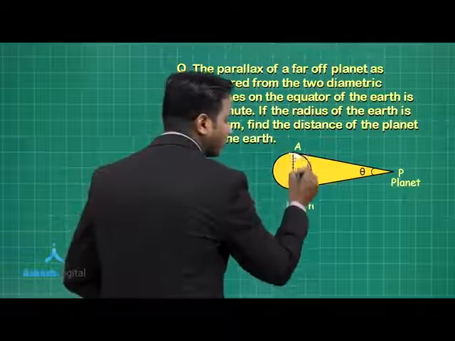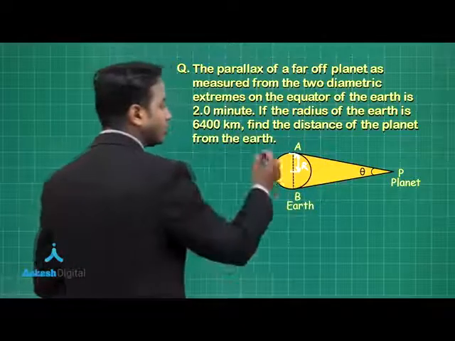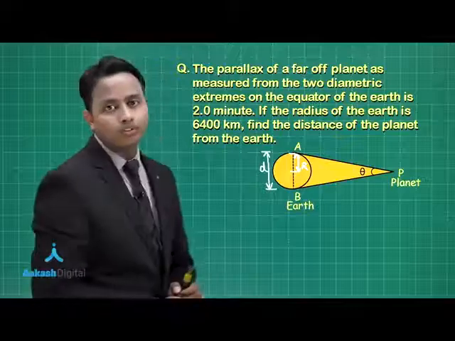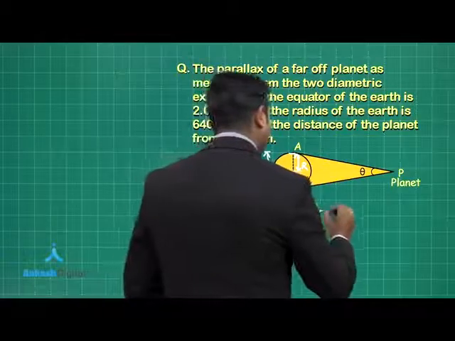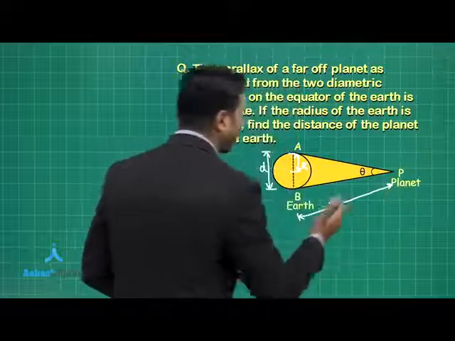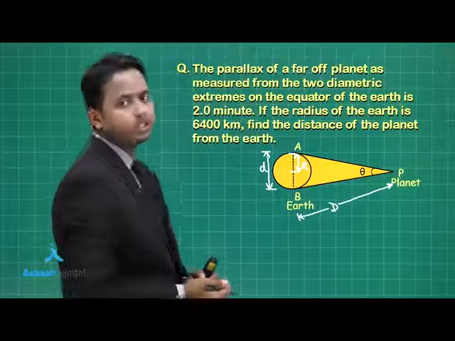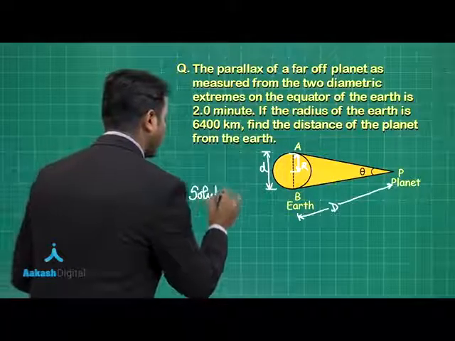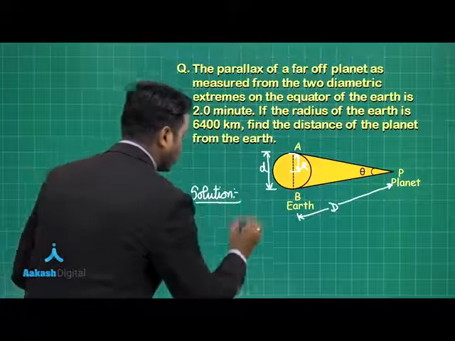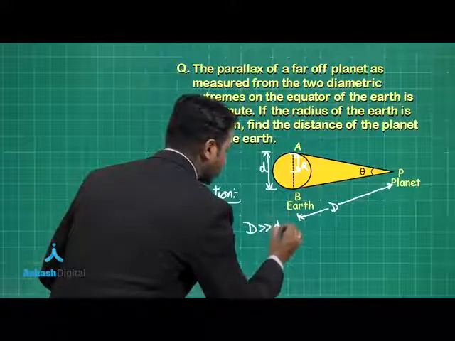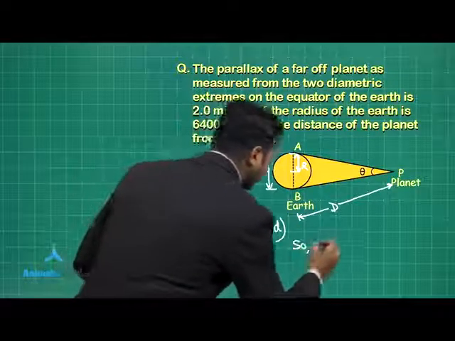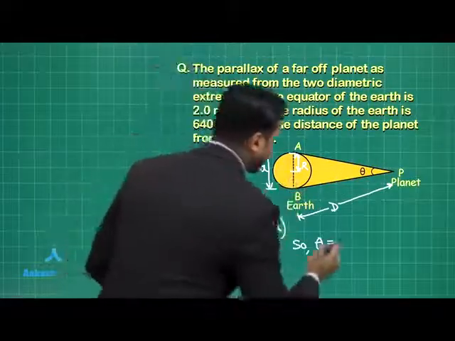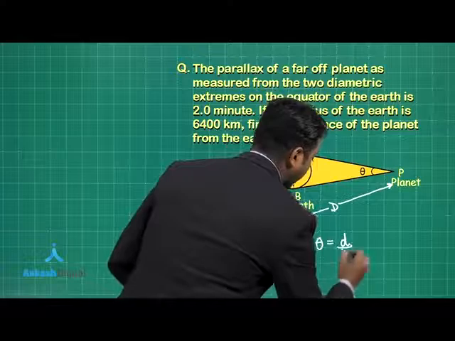So this is the radius of the Earth. So obviously you need to categorize this distance small d, that is the diameter of the Earth, and this distance is the distance of the planet from the observation point on the Earth, that is capital D. Now we need to assume over here, let's try to solve this question. So we are assuming that capital D is very much greater than the small d. So theta, that is the parallax angle made by the center of the planet at the two observatories, theta is equal to small d by capital D.